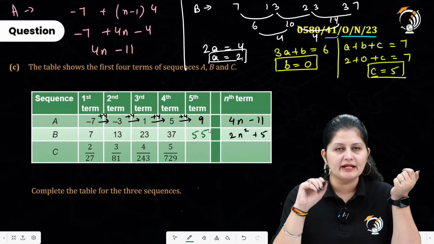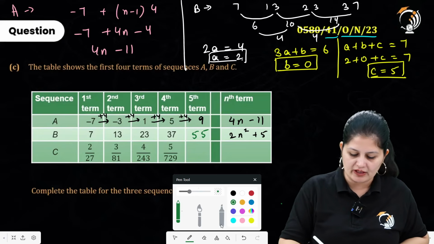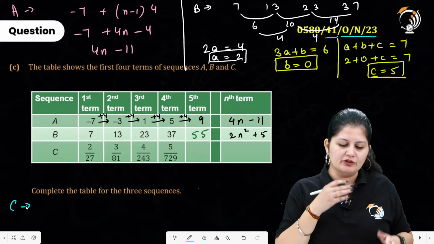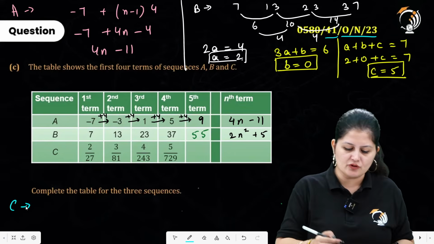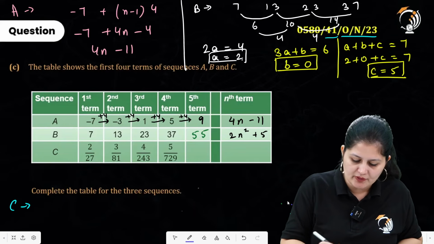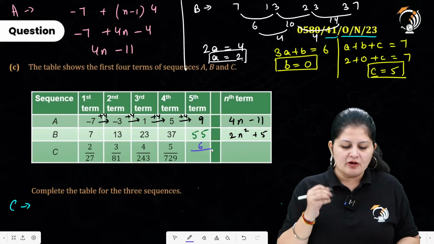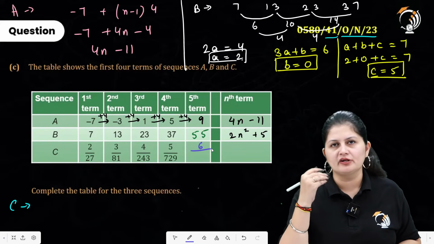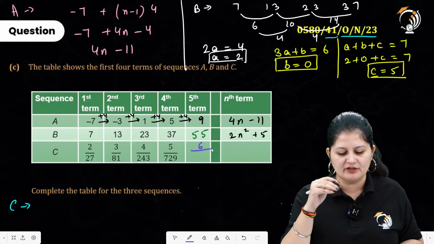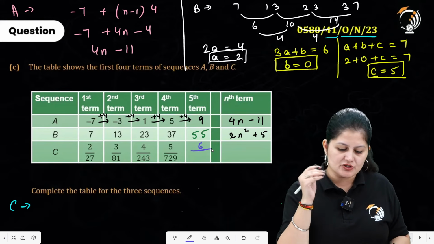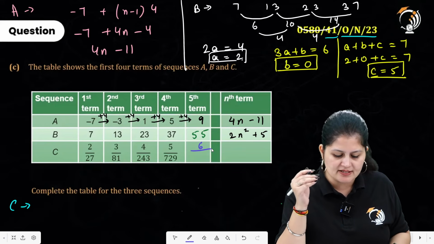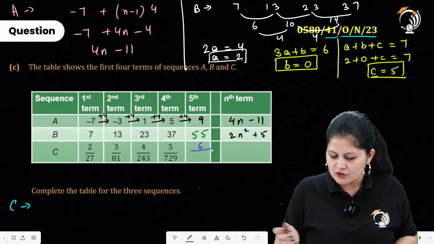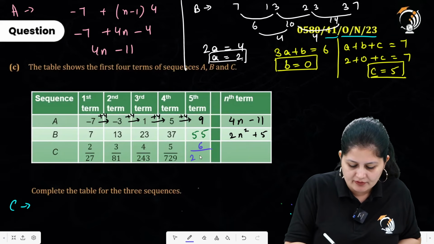Now moving to the C sequence. What we can observe is that the numerator goes as 2, 3, 4, 5, so the next numerator is going to be nothing but 6, right? While the denominator goes as 3 cube, then 3 raised to the power 4, then 3 raised to the power 5, then 3 raised to the power 6, then we'll have 3 raised to the power 7. Let's calculate what it is going to be. We are getting it as 2187.